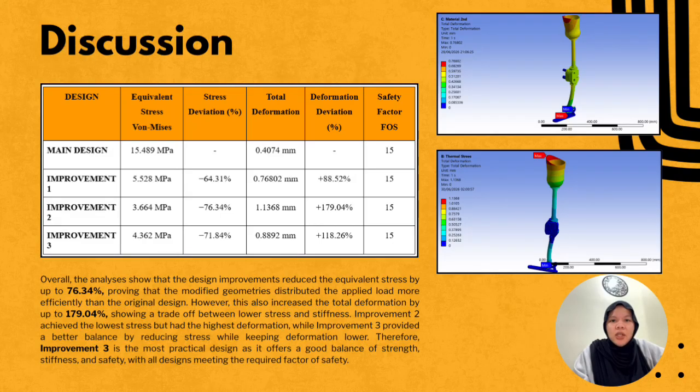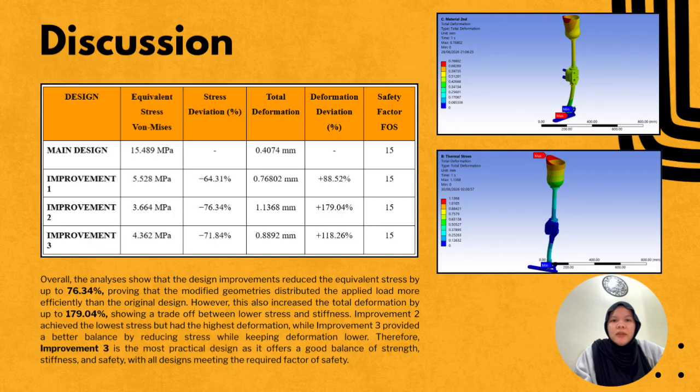For the discussion, overall, the analysis showed that the design improvement reduced the equivalent stress by up to 76.34%, proving that the modified geometries distributed the applied load more efficiently than the original design. However, this also increased the total deformation by up to 179.04%, showing a trade-off between lower stress and stiffness.